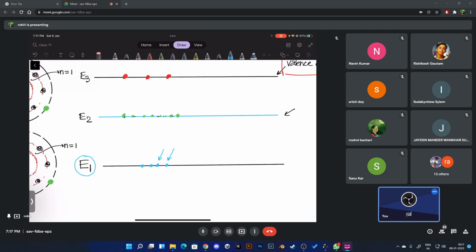Okay, and it is not compulsory to have exactly the same amount of energy as these two. They may have a slightly different amount of energy. That is okay, possible, but more or less it will be near this first energy level.